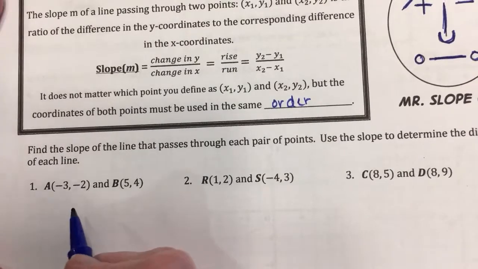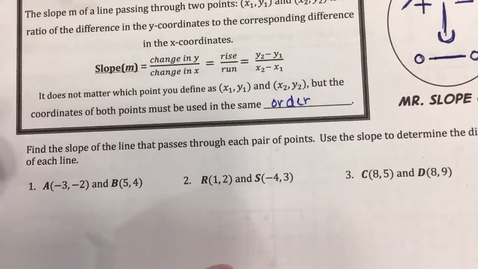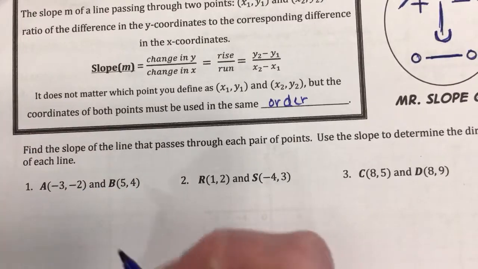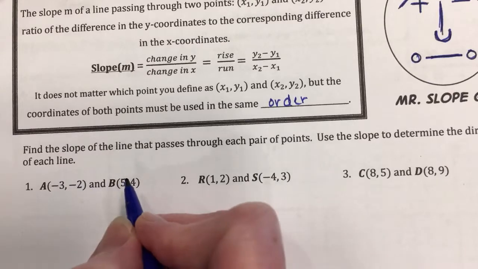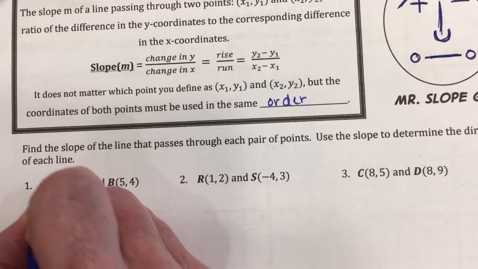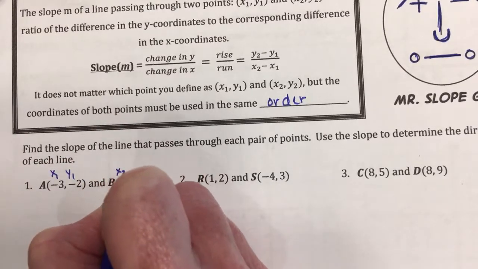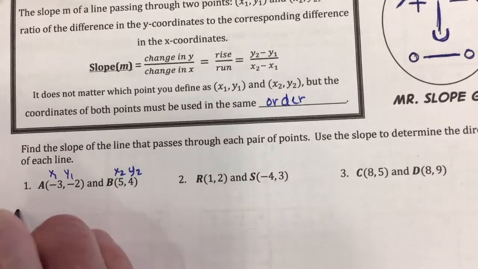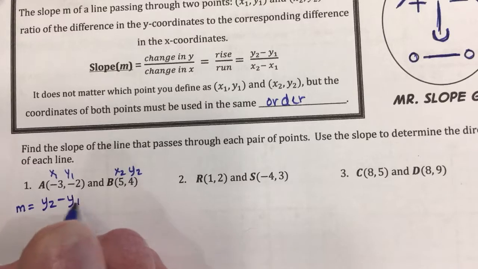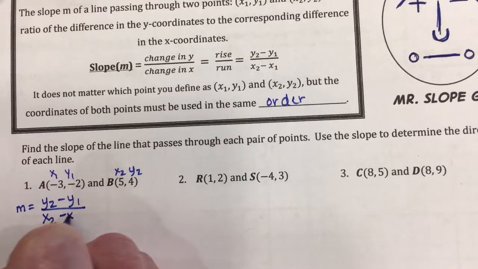All right, so we have 2 points, (-3, -2) and (5, 4), and we want to find the slope of the line that passes through these 2 points. So we just have to figure out which one's going to be our x1, y1, and our x2, y2. And again, it really doesn't matter as long as you keep them in the same order. So I'm just going to let the first one be x1, y1, and the second one be x2, y2. Okay, and then the formula says I subtract the y's, y2 minus y1, and then that's going to be over the x's, x2 minus x1.